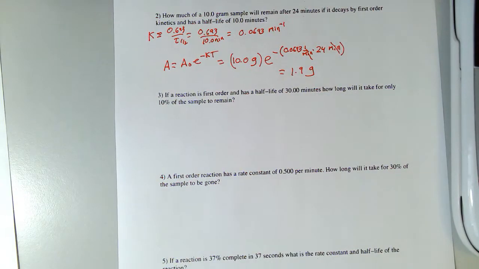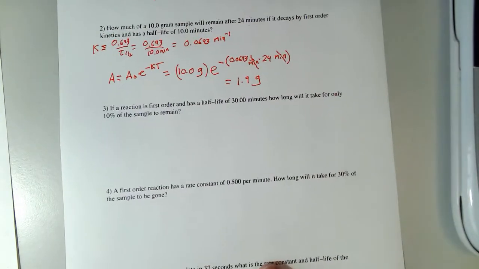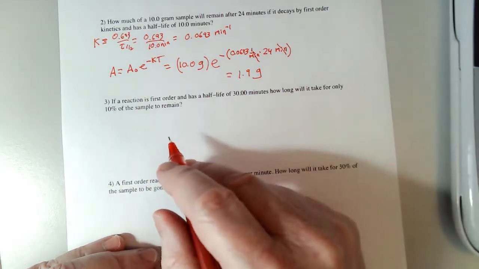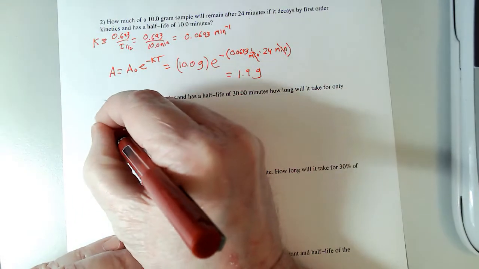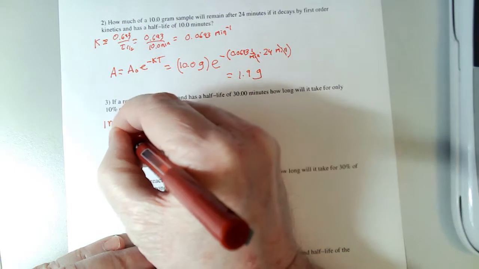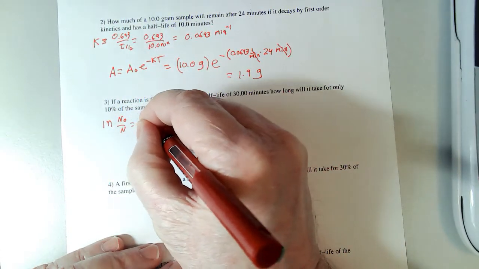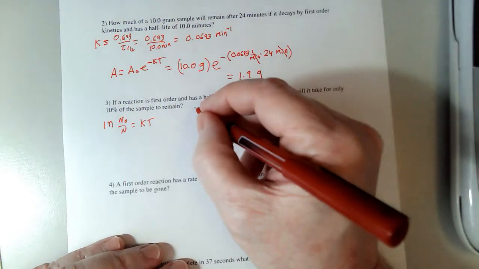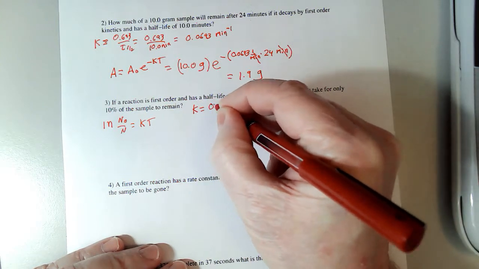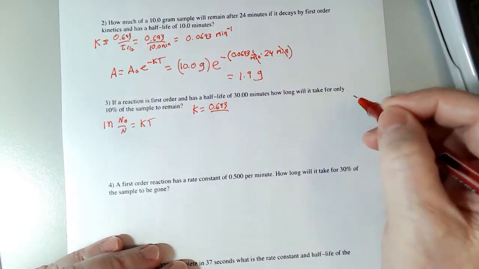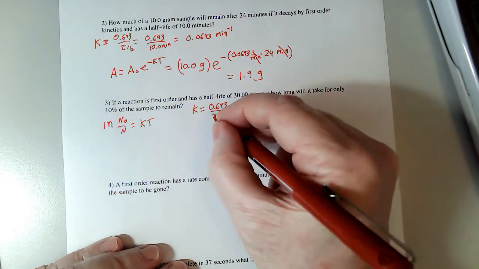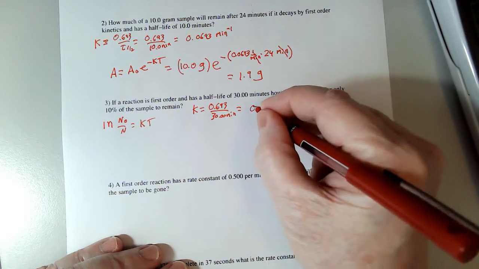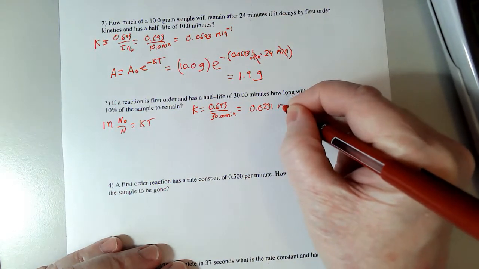Now, for the next one here. The reaction is first order, half-life is 30 minutes. How long will it take for 10% of the sample to remain? So, ln n naught over n equals kt. I'm going to be looking for time. Sorry, the printer's suddenly running over there. I'm going to need my k. So k is 0.693 divided by the half-life, which is 30 minutes. That equals 0.0231 per minute.